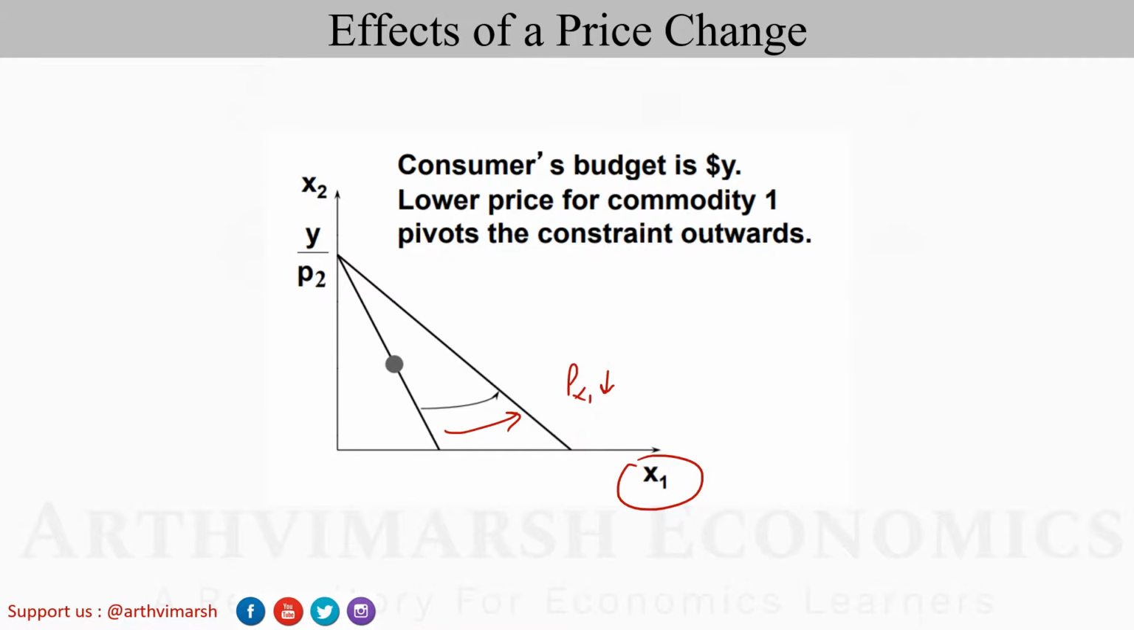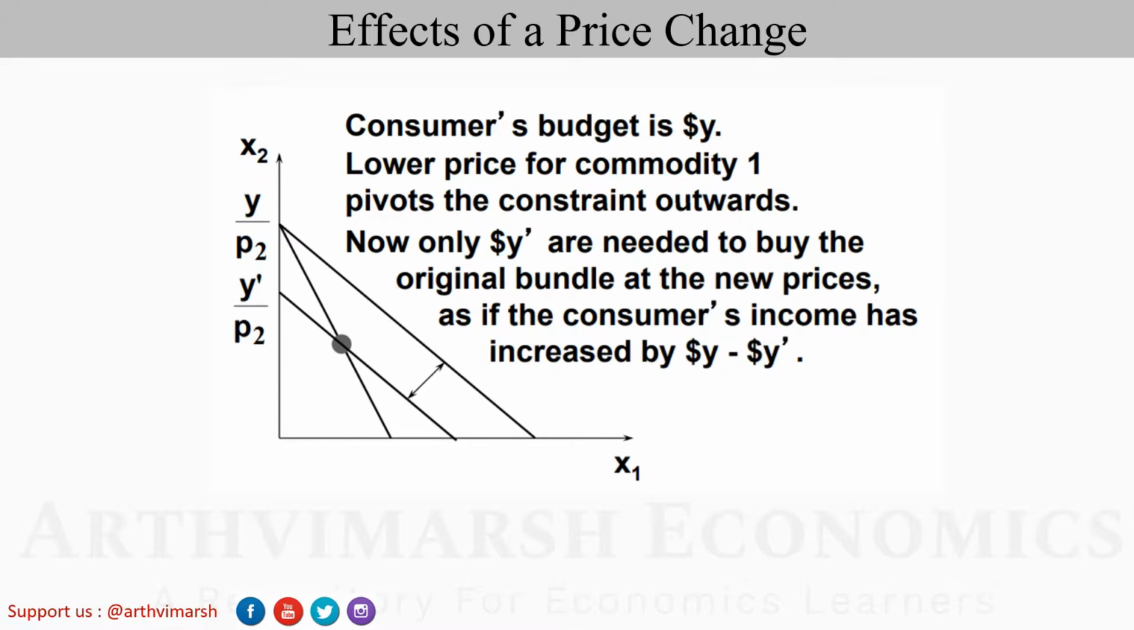It pivots the budget constraint outward, right? Now, what has happened is that the consumer had a budget of $Y or M. The price of commodity X1 went down. As a consequence, we moved from AB to AB prime, right? And now only $M, or you can say $Y prime, is needed, which means that only a part of income is required to buy the original bundle, right?